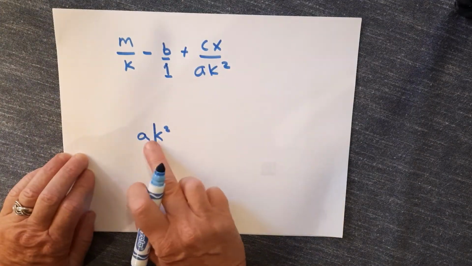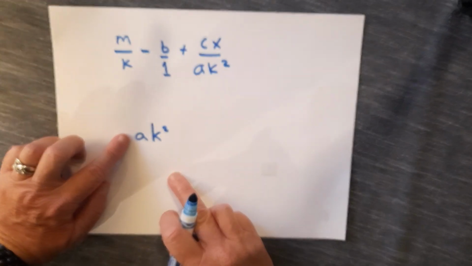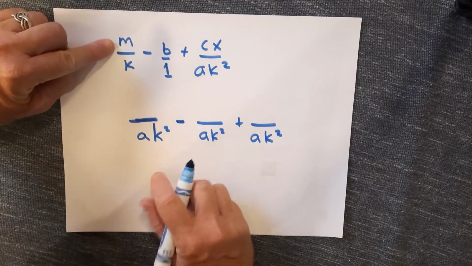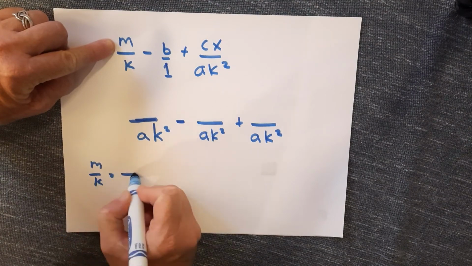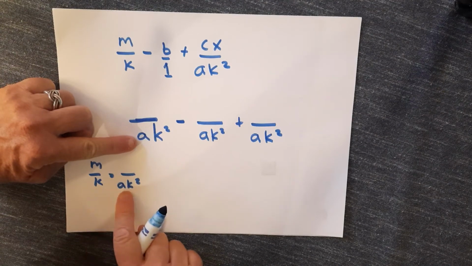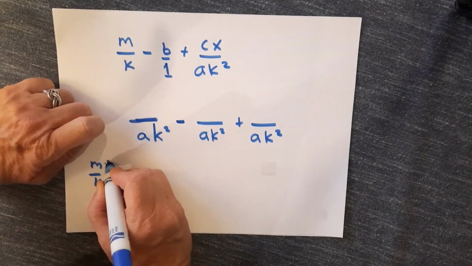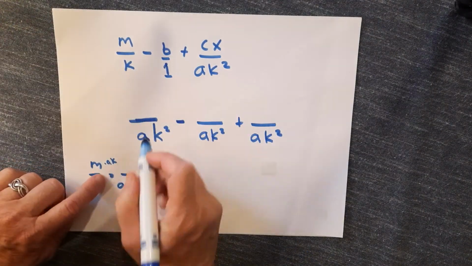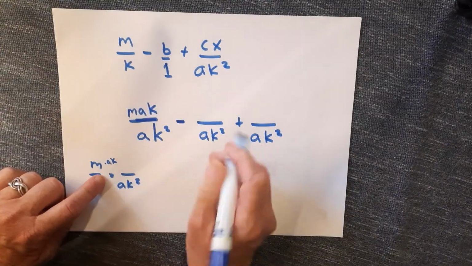K can go into ak squared evenly, and obviously ak squared goes into ak squared. It goes in 1, and 1 can go into anything. So all 3 of our fractions are going to be rewritten with ak squared on the bottom. Okay, so we need to make m over k equivalent to something with ak squared in the denominator. What do you multiply k by to get ak squared? You multiply it by a times k. So we have to also multiply the m by ak, which gives us mak.